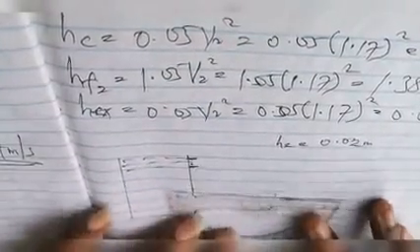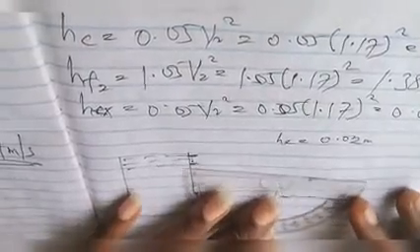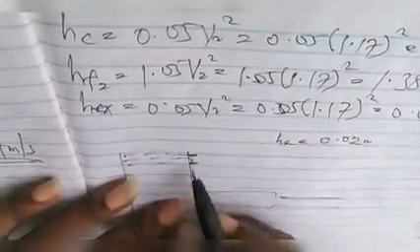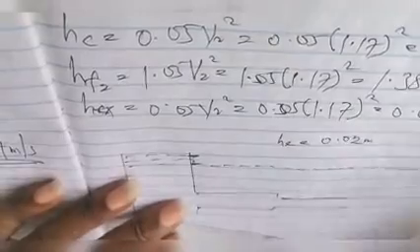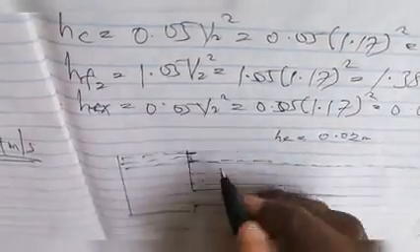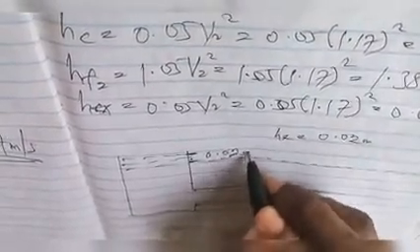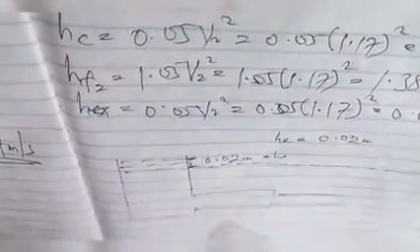So you trace out the head loss due to entrance. You can use broken lines to trace out this point. So just a rough sketch all through. So this height, remember, is 0.02 meters, which is head loss due to entrance.